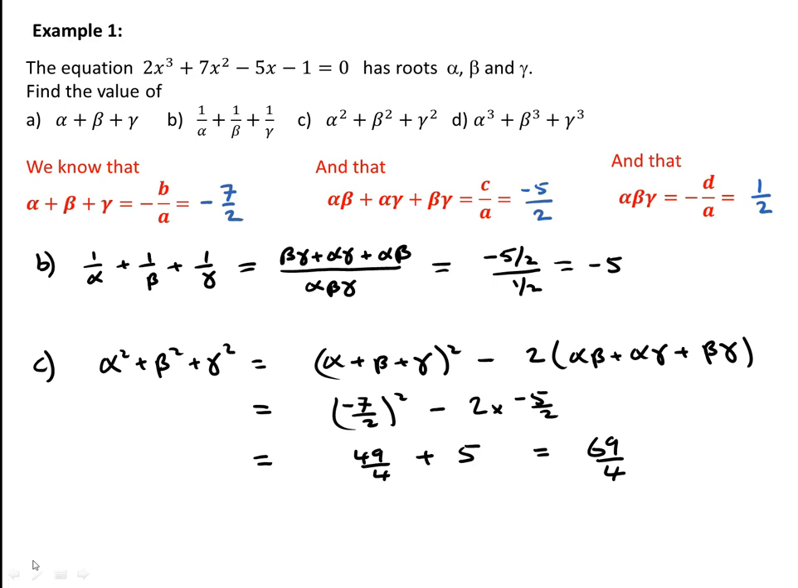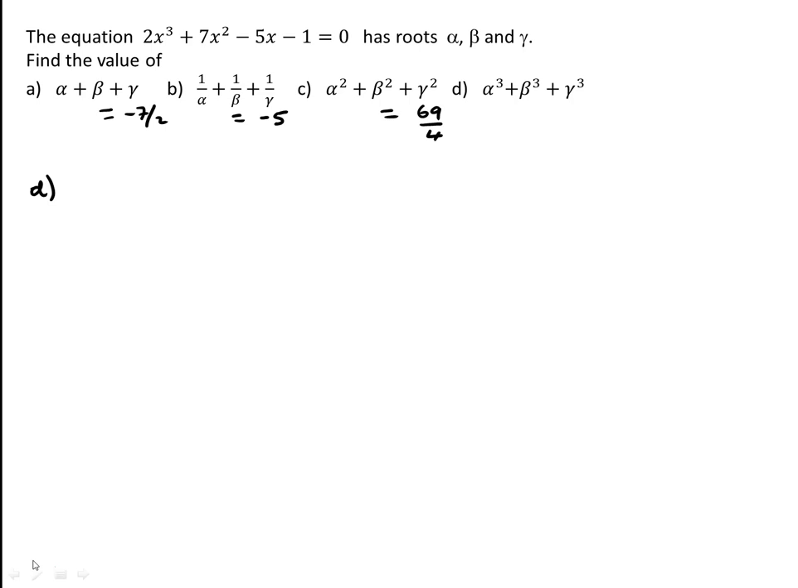Now for part D, it would be tempting to try and do something similar to what we did in part C. To say that alpha cubed plus beta cubed plus gamma cubed is the same thing as alpha plus beta plus gamma all cubed, but then minus some terms to make the expression correct. The problem with this is the algebra involved with finding what those unknown terms are is horrendous. It's not a route we want to go down.